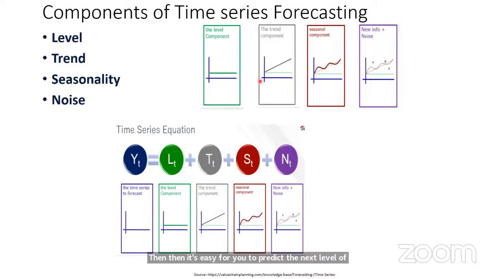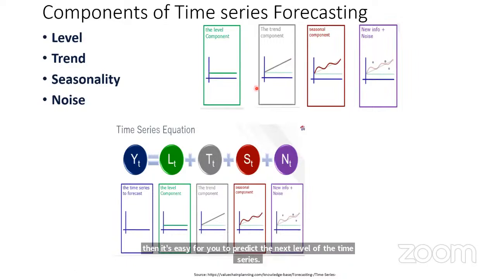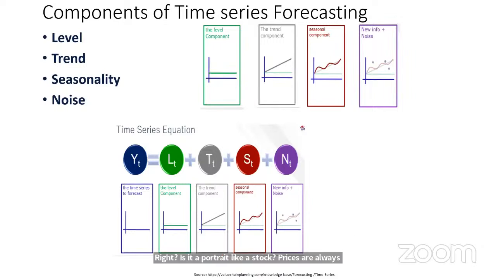Second is the trend. What kind of trend has it been following in the past? Is it an upward trend, like stock prices always going upward, or is it going downward, or how are the sales or inventory going? Based on the historical trend, we'll forecast the future trend. So trend is the second component.